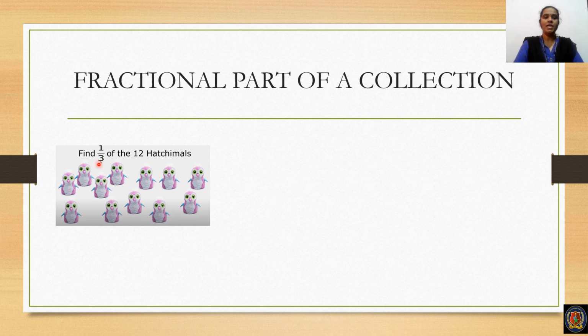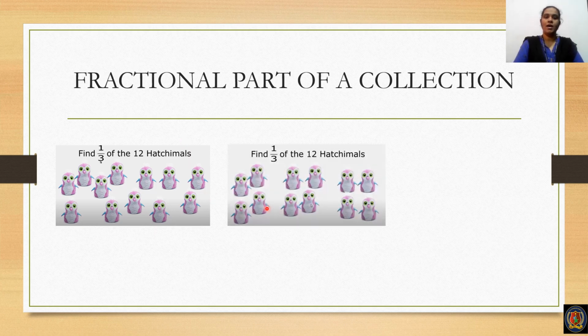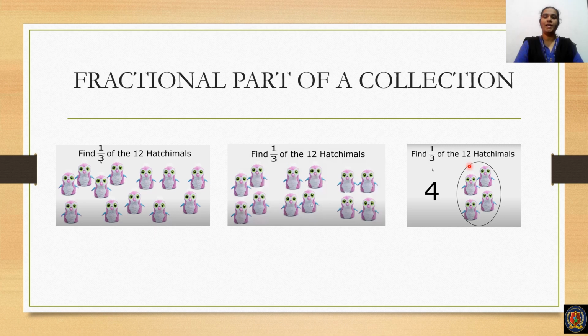So we need to divide these 12 Hatchimals into 3 equal groups, and each group will contain how many Hatchimals? That is the thing we need to find out now. So we are dividing the Hatchimals into 3 equal groups. Each group has 4 Hatchimals. So 1 by 3 of 12 Hatchimals is nothing but 4. 1 by 3 of 12 is 4. This is how we need to find the fractional part of a collection.